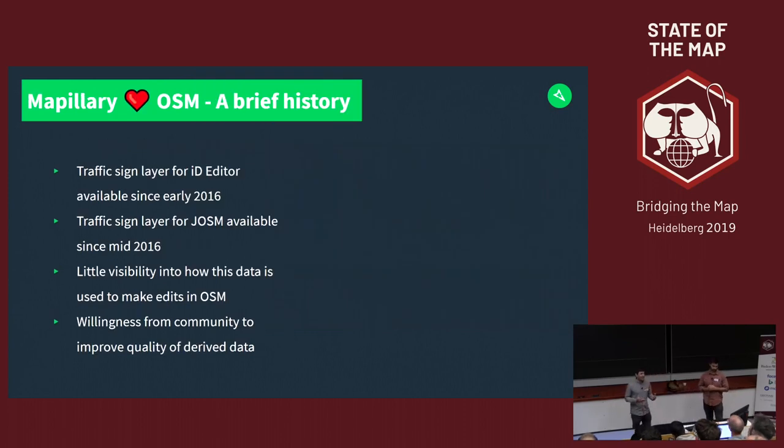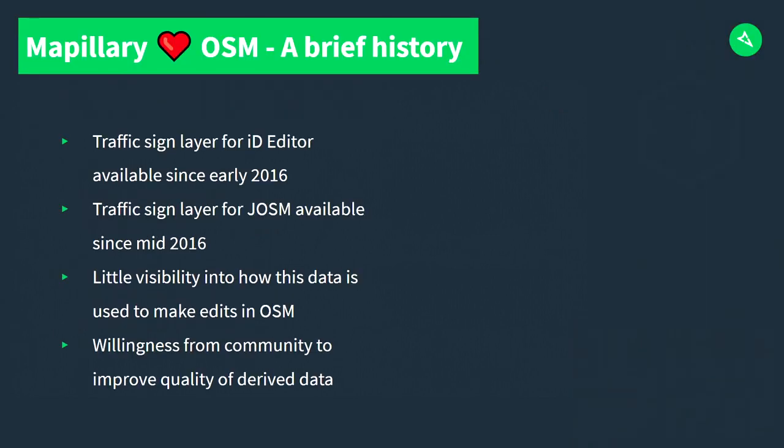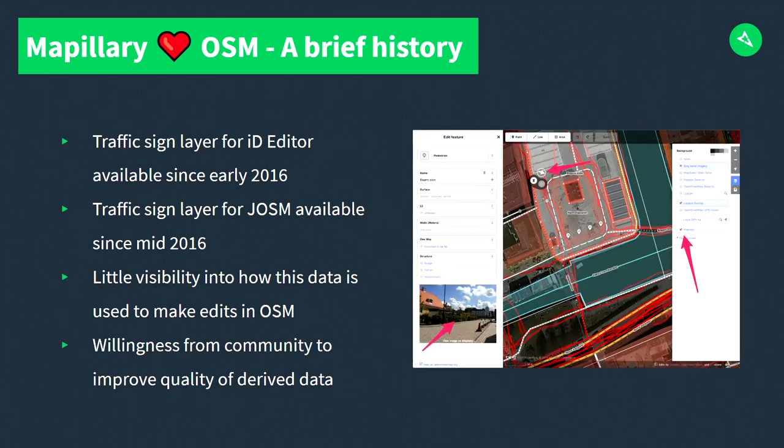If we look back at how Mapillary's been involved with OpenStreetMap, we had a traffic sign layer available for a long time. This was one of the first things we did as far as making computer vision available for OpenStreetMap. And then shortly after that, it was available in JSON. But the problem was we had map features for a while, but they weren't actually available in OpenStreetMap. So we had traffic signs, but not necessarily fire hydrants that we detected.